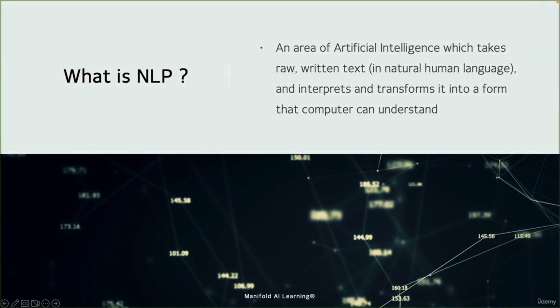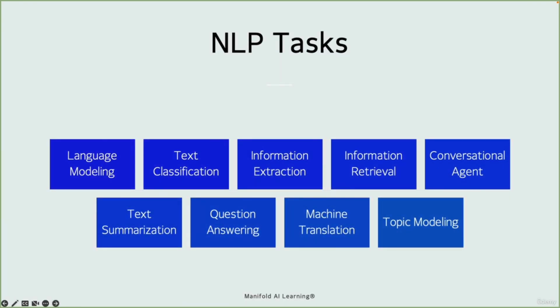Now, NLP is used in a variety of applications to do a variety of tasks. This is a common set of tasks that we generally do with the help of natural language processing. Remember, this is not an exhaustive list. If I want to quickly name those tasks, we've got language modeling, text classification, information extraction, information retrieval, conversational agent, text summarization, question answering, machine translation, and topic modeling. So these are some of the commonly performed NLP tasks.